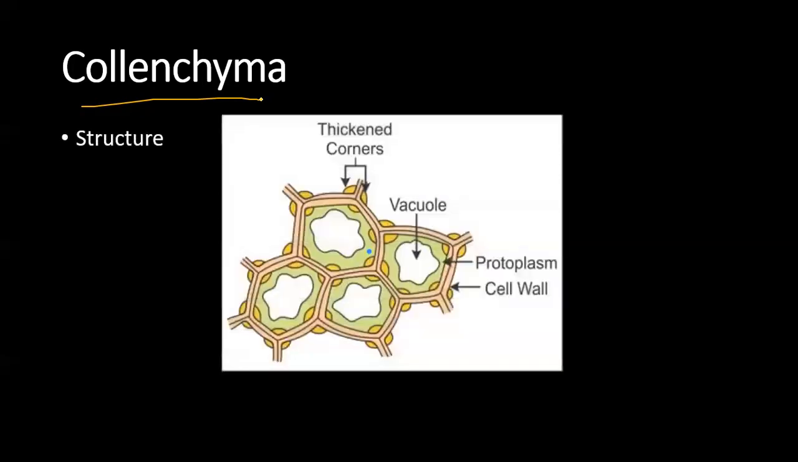So the structure of collenchyma: it is somewhat oval in shape, and round shape can also come, spherical, polygonal shape, lamellar shape, different shapes.